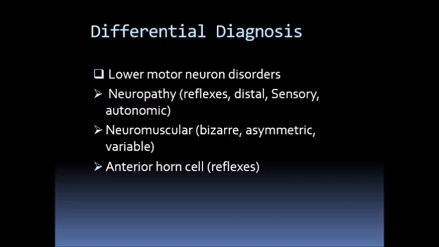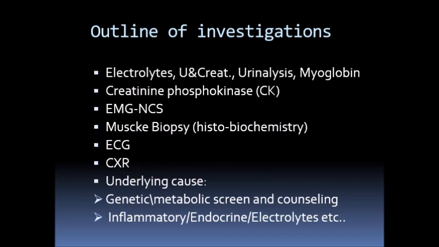Then with the neuromuscular junction disorders, you will see a bizarre presentation. It's asymmetric and variable, as we saw with myasthenia in the last lecture. While with myopathy, they are pretty much stable, and they don't have that bizarre picture. With anterior horn cell disorders, you have early loss of reflexes, and you don't have that with myopathy.